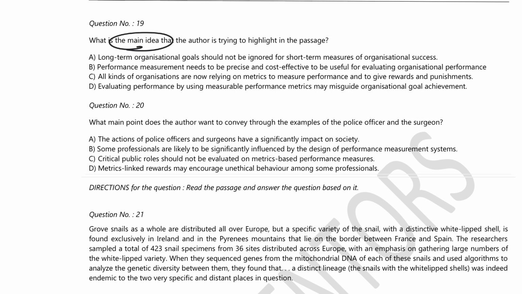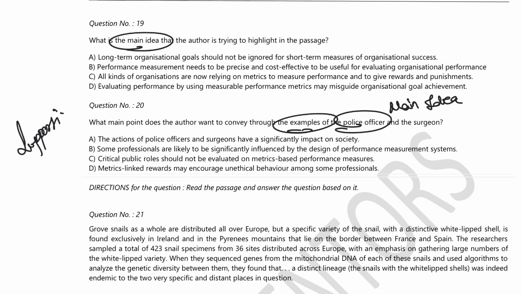What main point does the author want to convey through the examples of police officer? Again, this is going to be main idea. Actually, this is beautiful, because if you look at the example of the police officer that has been given, this is predominantly called the supporting idea. All the examples that we have form part of the supporting idea. So on the basis of the supporting idea, what is the author trying to convey? So great. This is again coming out of main idea.